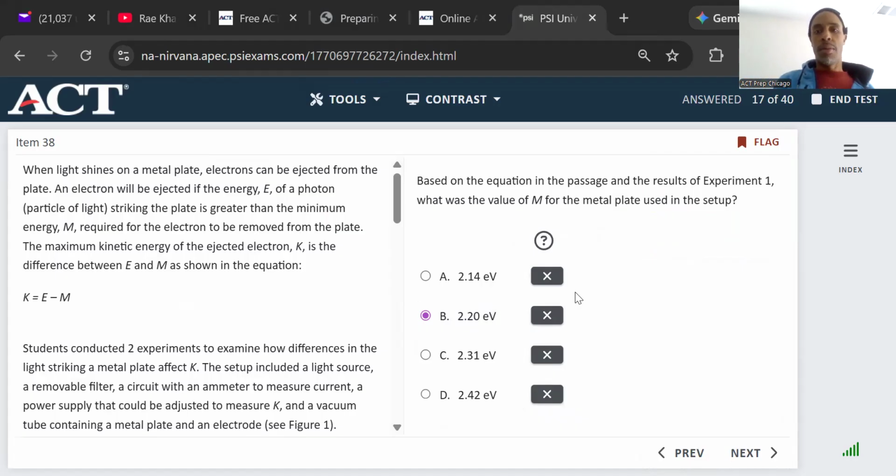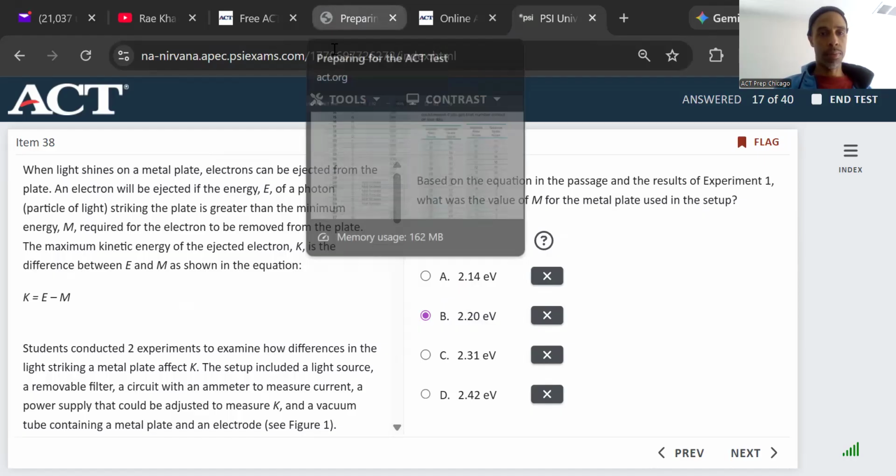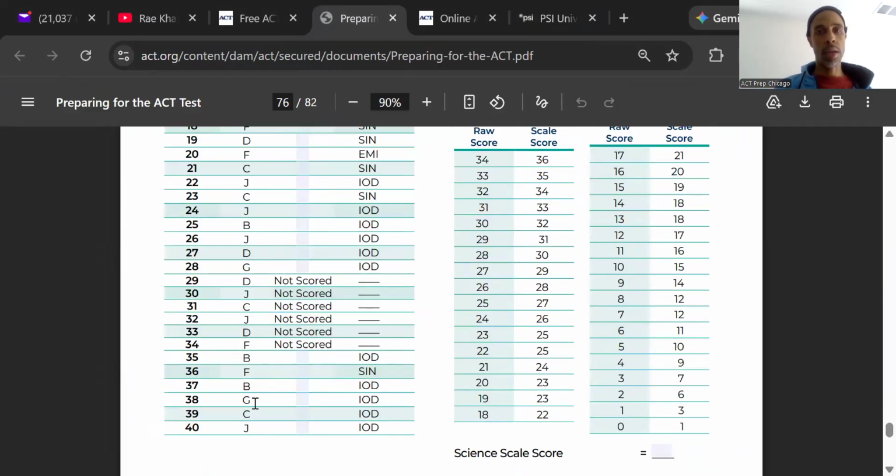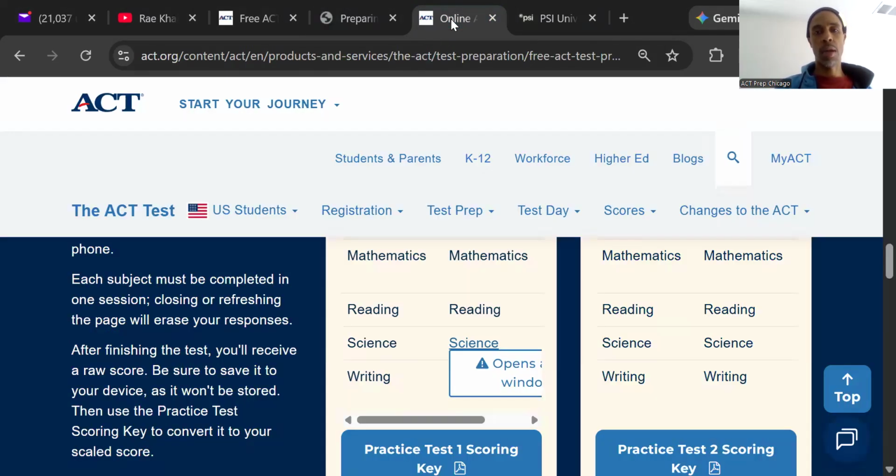Okay, based on the equation, the passage and results of experiment one, what was the value of M for the metal plate used in the setup? Oh, you know what? Let me check my answer for that one. 38. Oh, I was right. 38 is G. So I wonder if my thinking was right on that.